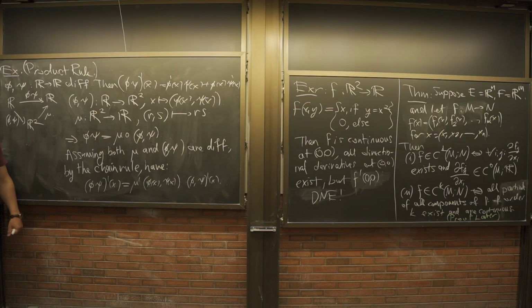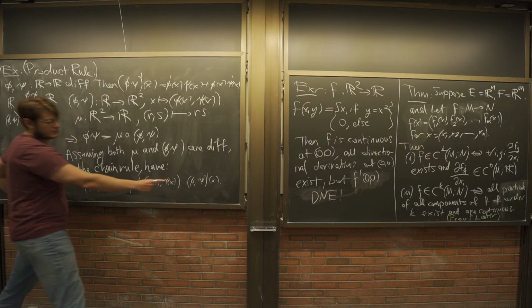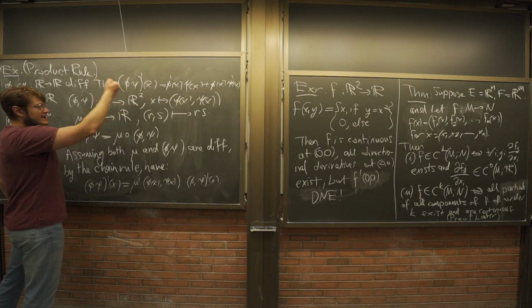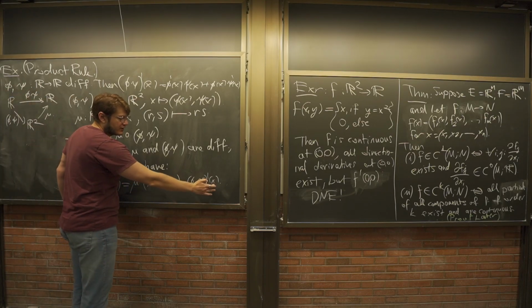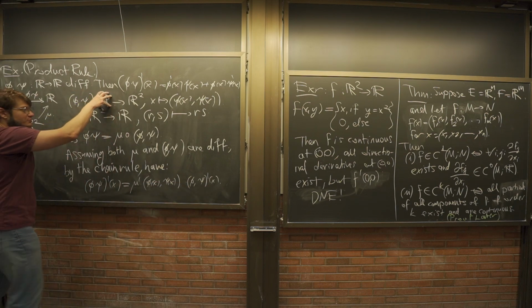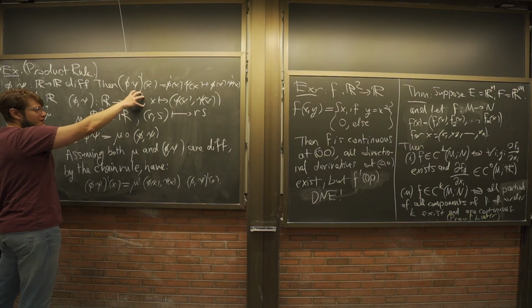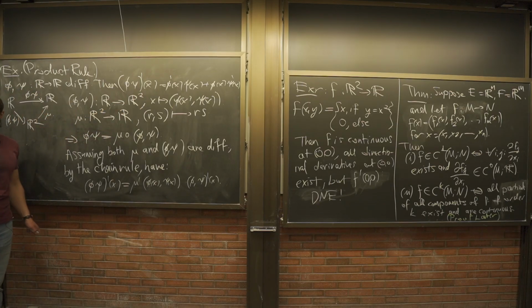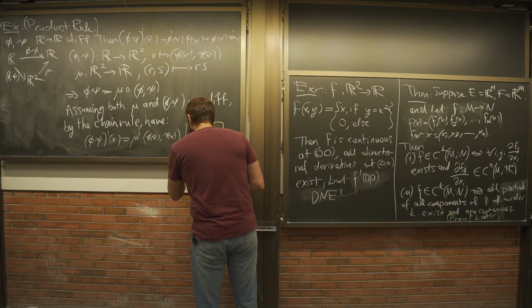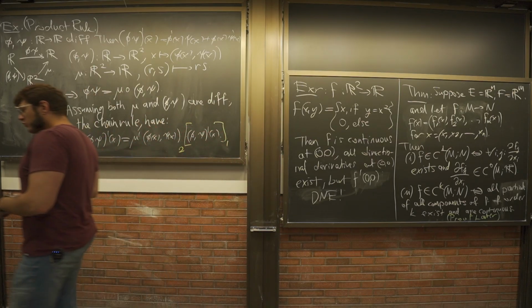OK, let's count the dimensions. This first function, the inner function, goes from R to R squared. Its derivative, evaluated at a point, insofar as it exists, has to be a linear transformation from here to there, which means that in terms of matrix notation, it should be a 2 by 1 matrix. This is the dimension count. So it's going to be a column matrix.